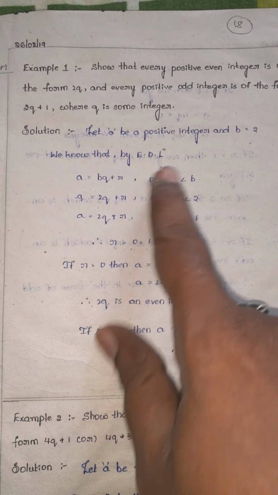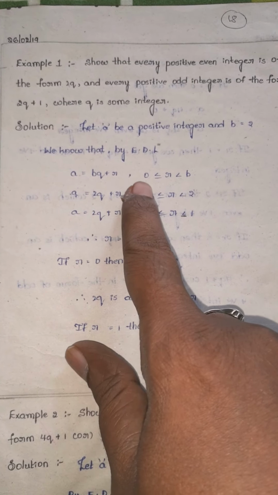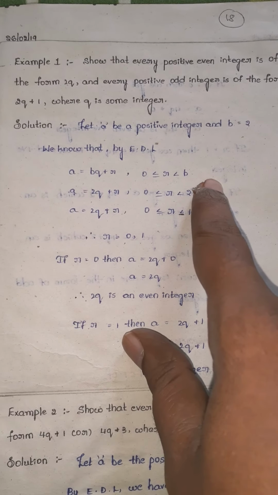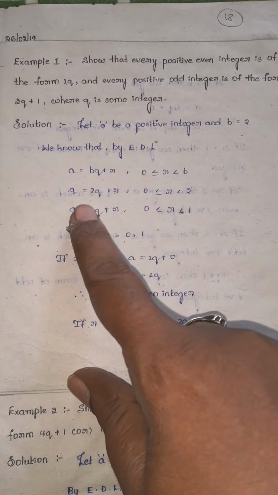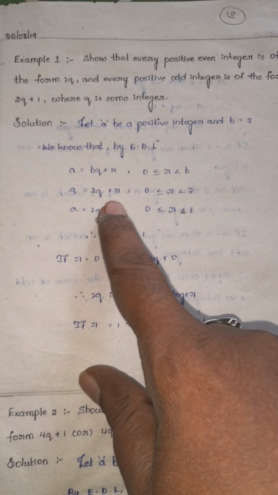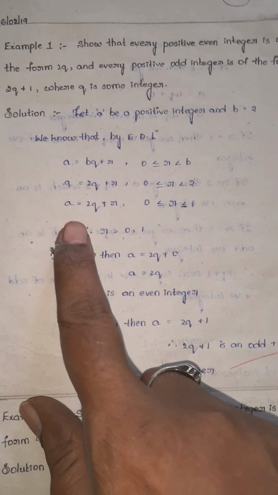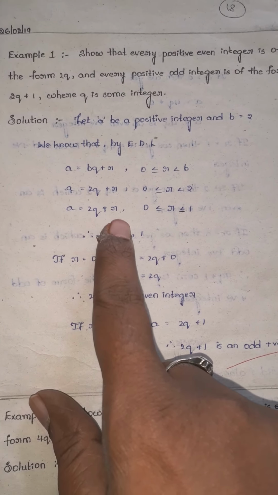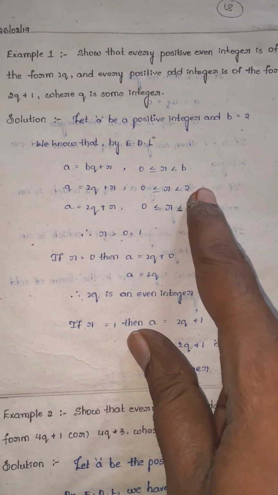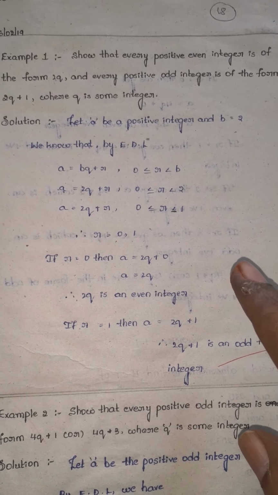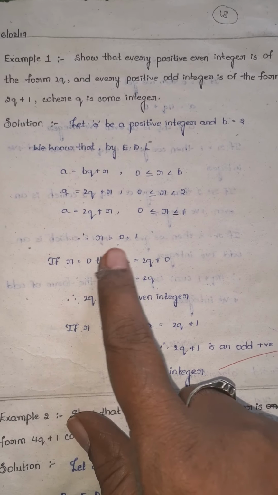We know that by Euclid's division lemma, the formula is a equals bq plus r, where 0 is less than or equal to r less than b. So a equals, what is the value of b? 2. Write 2 here: a equals 2q plus r, where 0 is less than or equal to r less than 2. Next, a equals 2q plus r, where 0 is less than or equal to r less than or equal to 1. Less than 2 means what numbers do we have? 0, 1. So that's why I wrote less than or equal to 1. So r value is 0, 1.